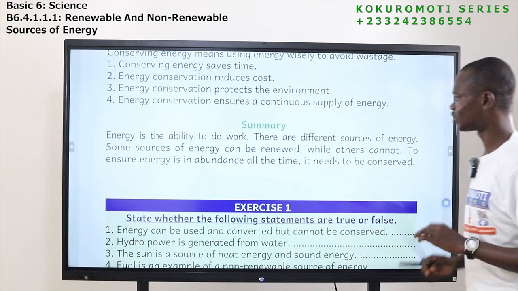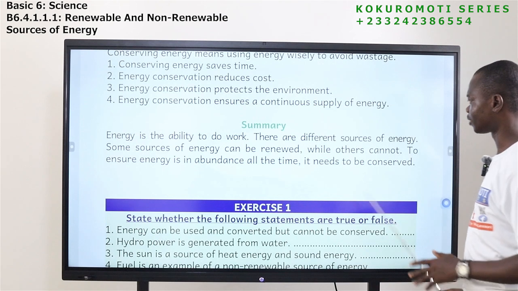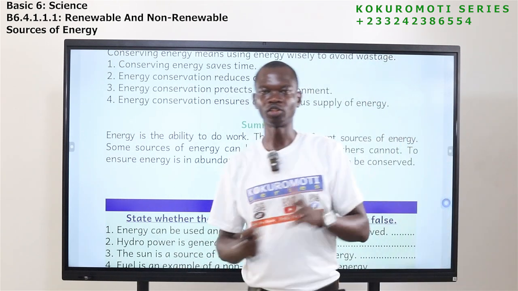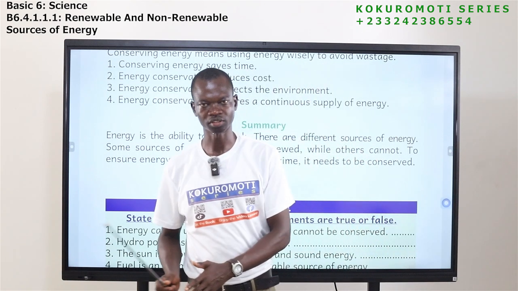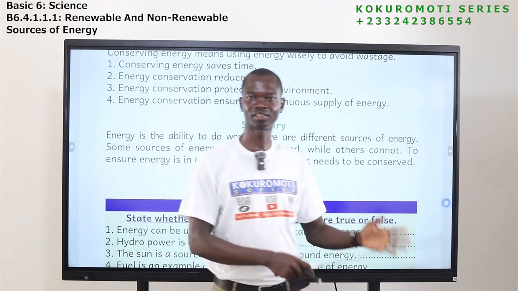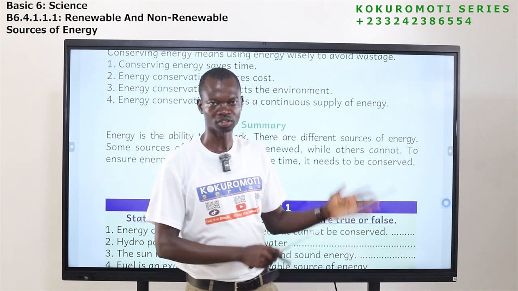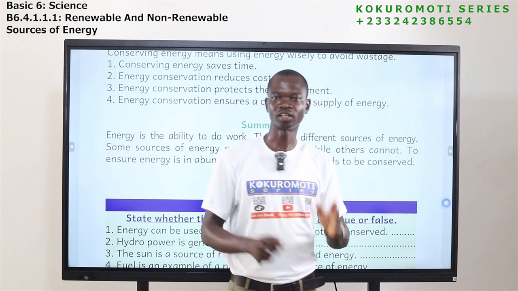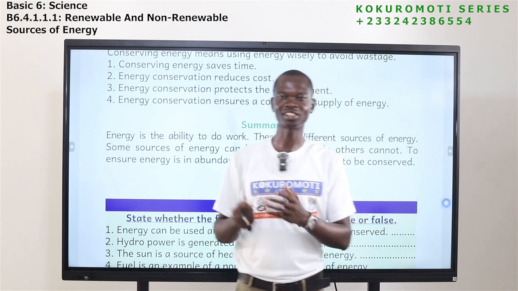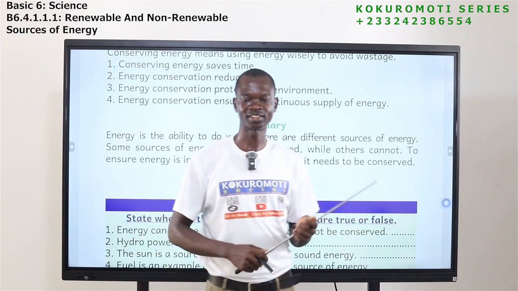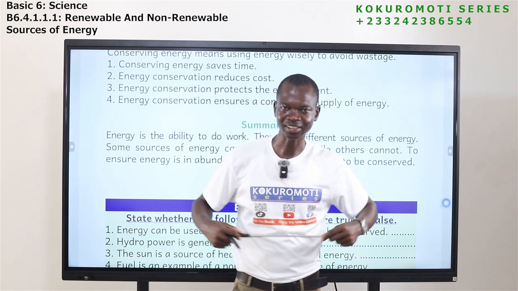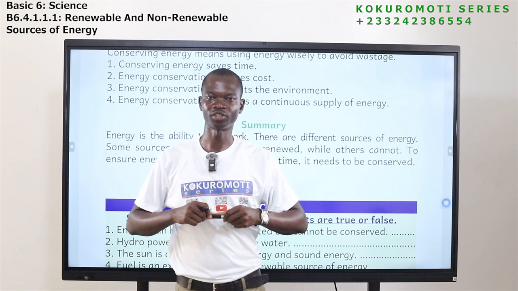Okay, so what we have learned today is that energy is the ability to do work, and there are different sources of what? Energy. The sources of energy can be grouped into two: the renewable sources of energy and non-renewable sources of energy. We have seen the meaning of renewable sources of energy, and we have also seen the meaning of non-renewable sources of energy and their examples. We have also learned about the reasons why we need to conserve energy. So these are the things that we have looked at today, and I believe you have enjoyed the lesson.